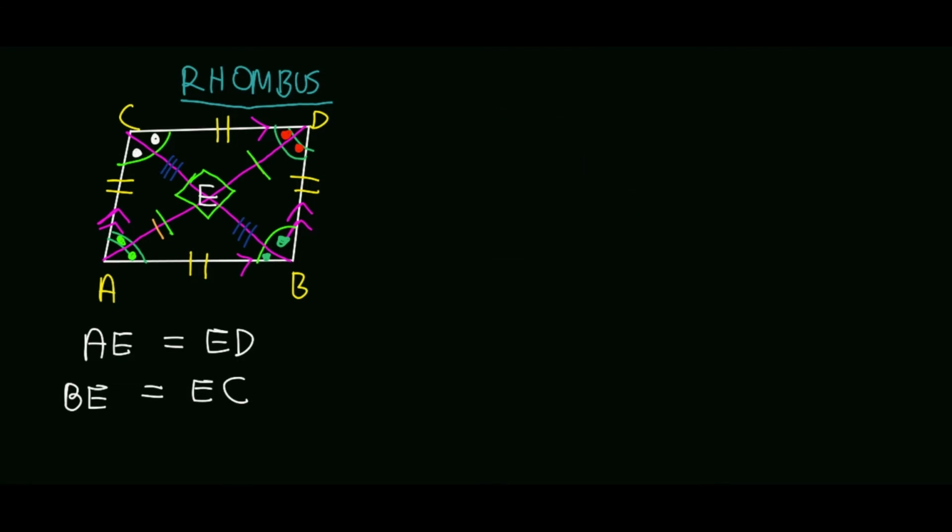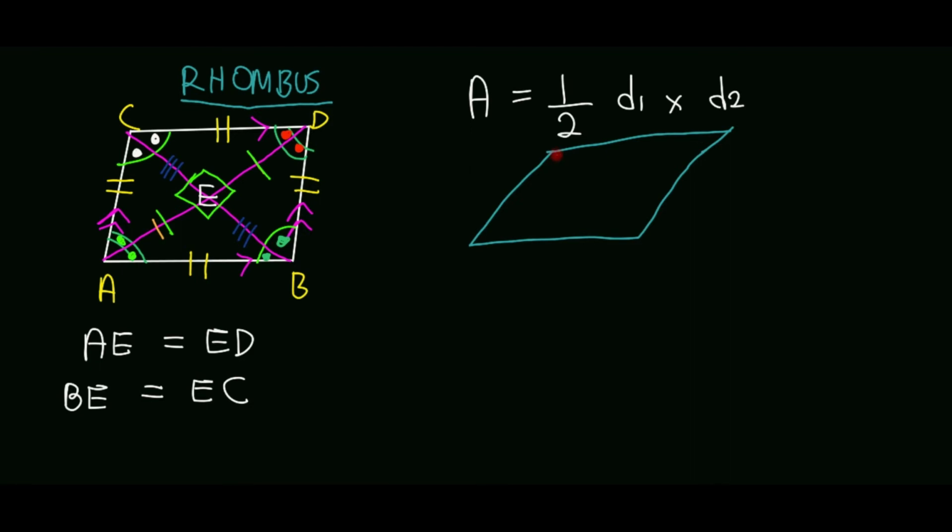And then now, what about the area? The area of a rhombus is different from the area of the square. Area of a rhombus is half times diagonal 1 times diagonal 2. Let's say this shape, and then let's say this is diagonal 1, and then this is diagonal 2. Let's say this is A, B, C, and D.